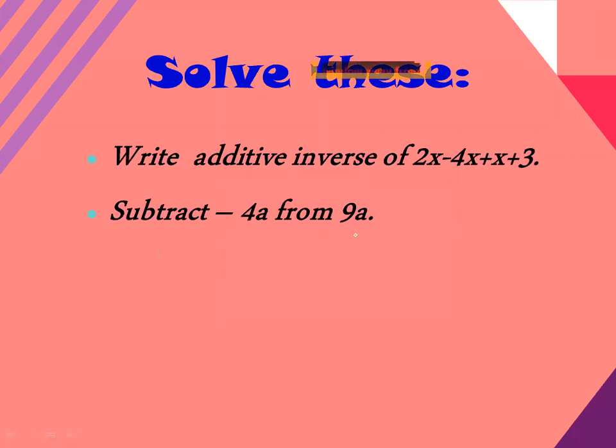Subtract minus 4a from 9a means you will write 9a minus, and inside the bracket you will write minus 4a. Then you are going to multiply the signs. So minus minus will become plus: 9a plus 4a. What will it be? It will be 13a. Your answer will be 13a. Okay. Is it clear?